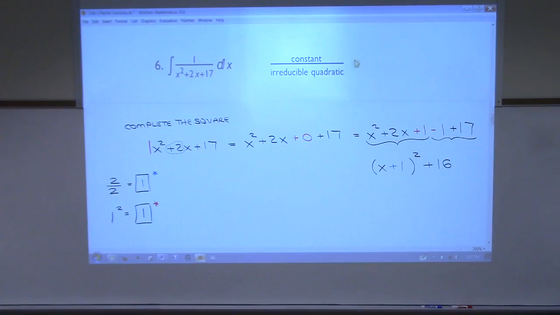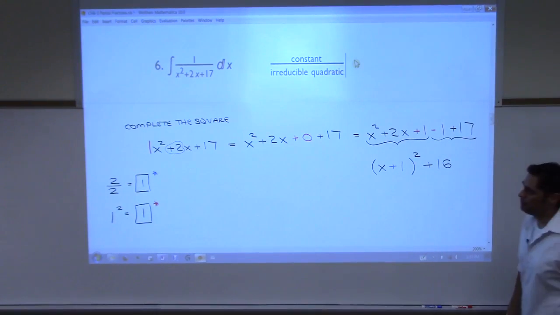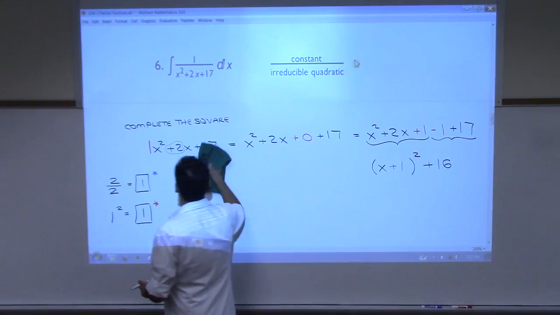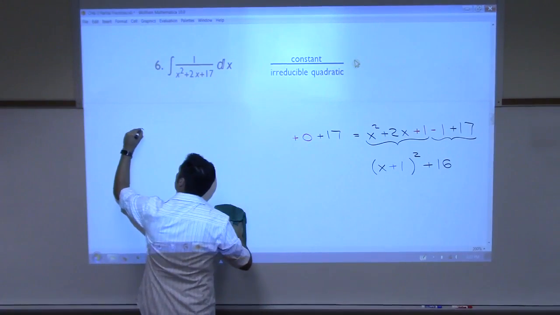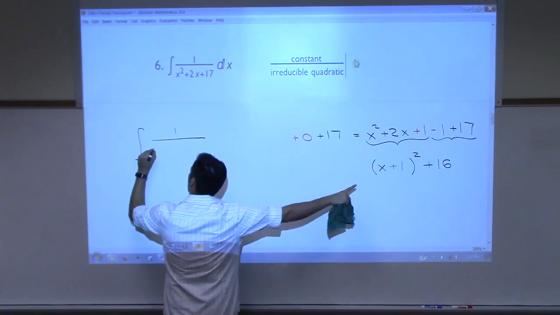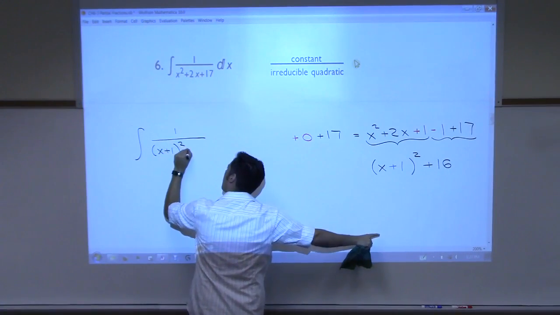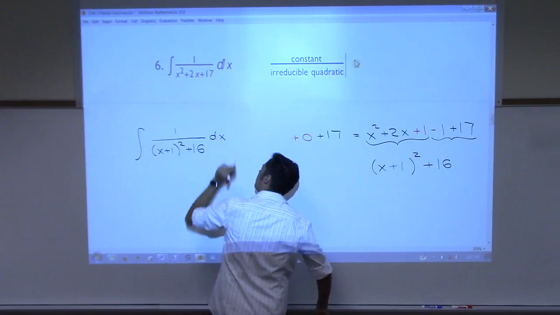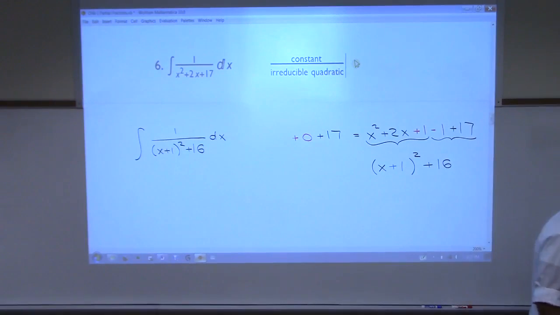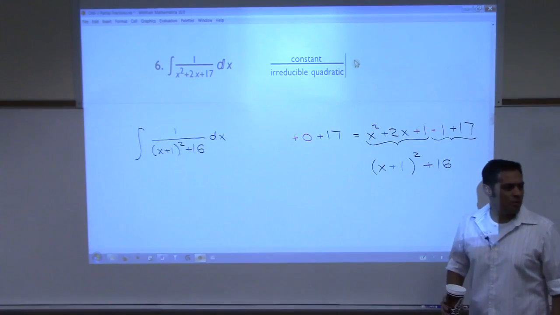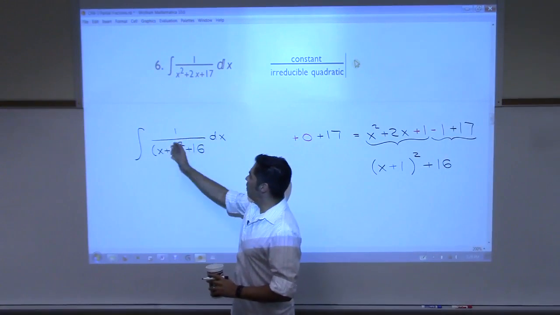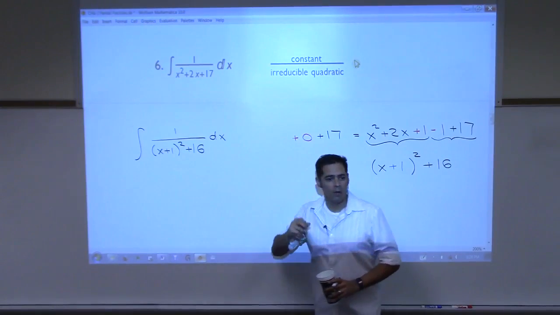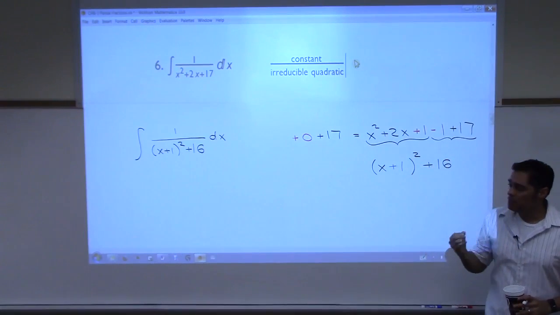But let's see what it gains us. By doing this, let's see what we gain. We're done completing the square. Let's rewrite the integral. The new integral is 1 over x plus 1, that quantity squared plus 16 dx. Now squint your eyes, and what does that look like, kind of? 1 over u squared plus a squared, doesn't it? 1 over u squared plus a squared. What's u here? X plus 1.